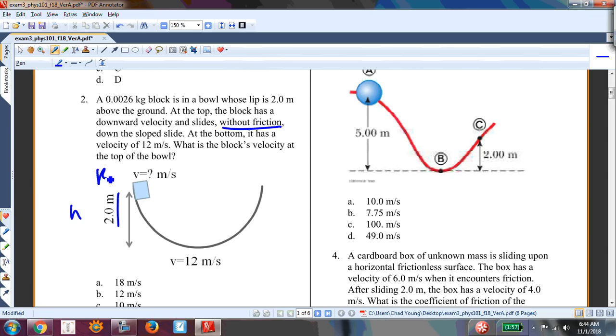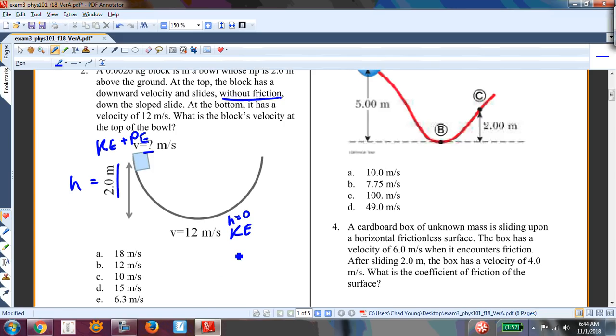Okay, so at the top it has both kinetic energy plus potential energy. Kinetic energy because it has some velocity, we're told, and then potential energy because it has some height. But at the bottom where h is equal to 0, it has no potential energy, so it only has kinetic energy. So we're saying the kinetic energy plus the potential energy at the top is equal to the kinetic energy at the bottom. So that's 1/2 m v top squared plus mgh is equal to 1/2 m v bottom squared.